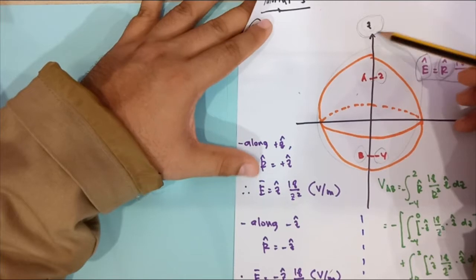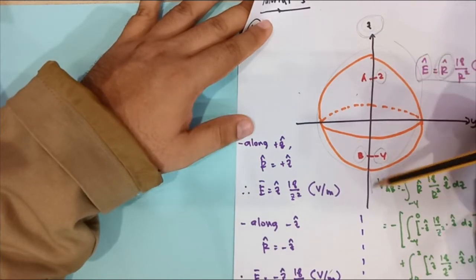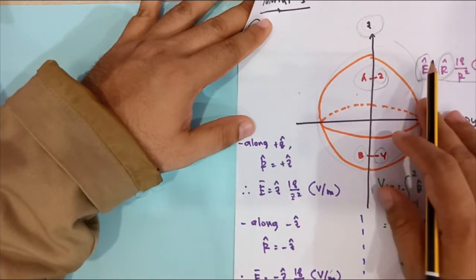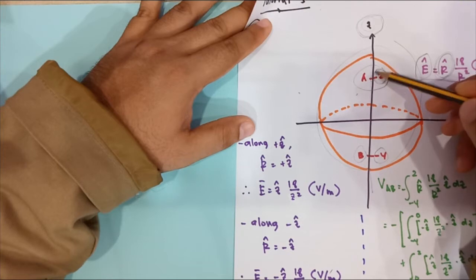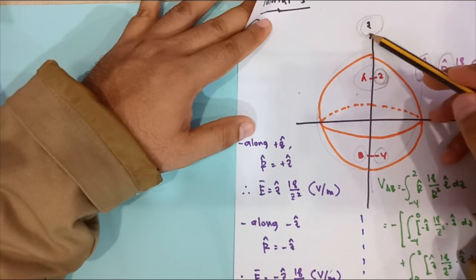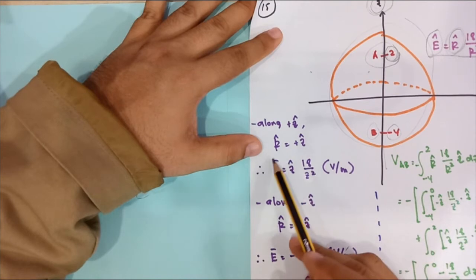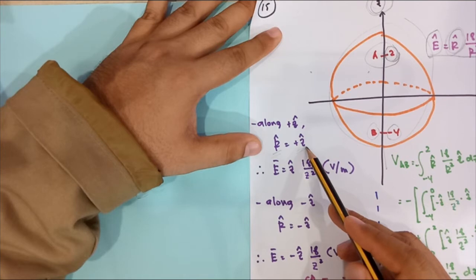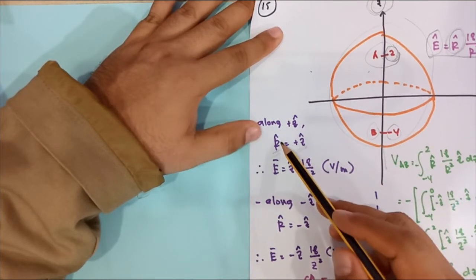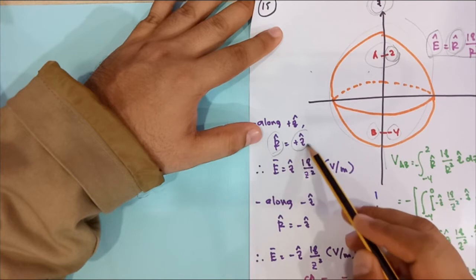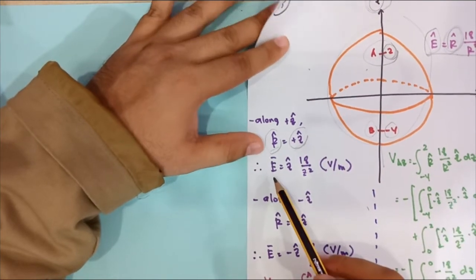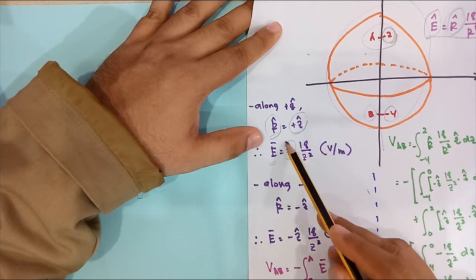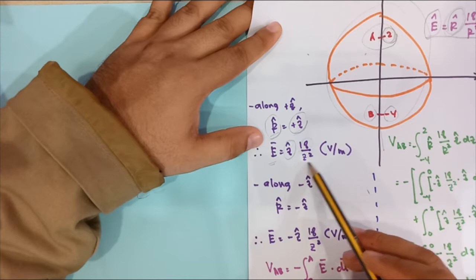So along this z axis, let's consider point A first. Because the value for A is in terms of a positive z cap, we will have the r cap component equal to the positive z component. That means whatever value represents our r is equal to z. Then we will have the vector E in the z component equal to positive z cap, 18 divided by z squared.